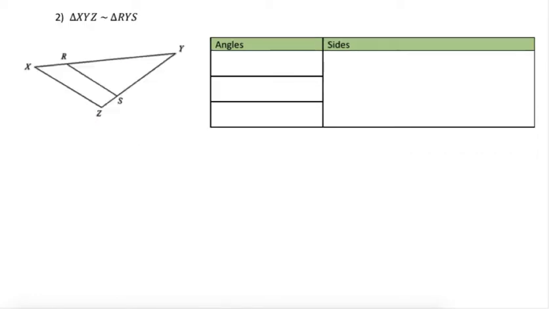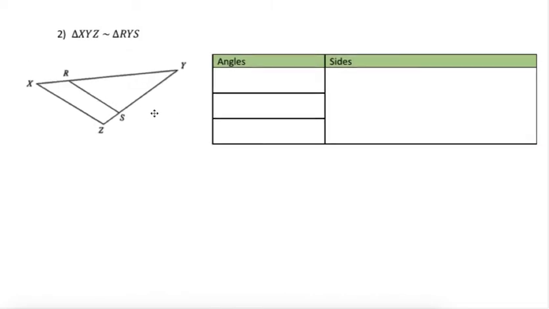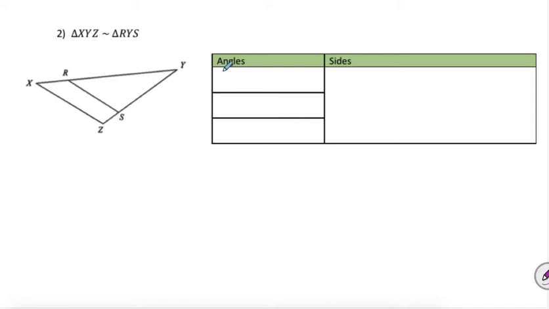Let's look at another one. All right, so we know that triangle XYZ is similar to triangle RYS. So what pairs of matching angles do we have? We have angle X here goes with angle R here. It's congruent. Those are the exact same measure angles. Angle Y is the same as itself. It's reflexive. That's angle Y there. Angle Z must then go with angle S.